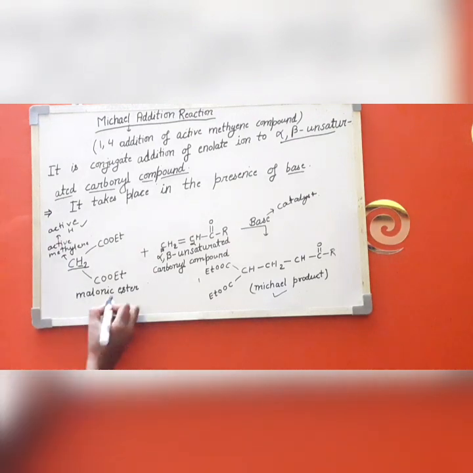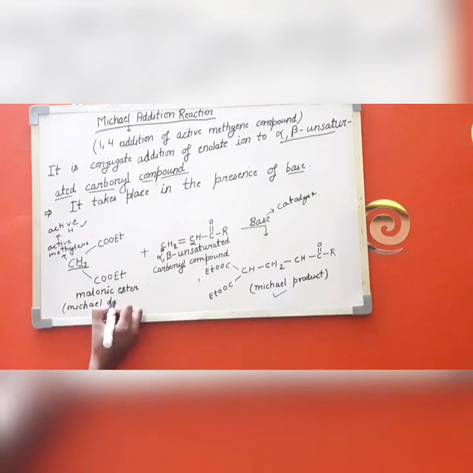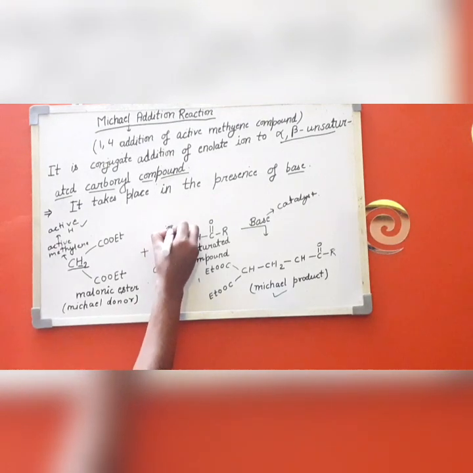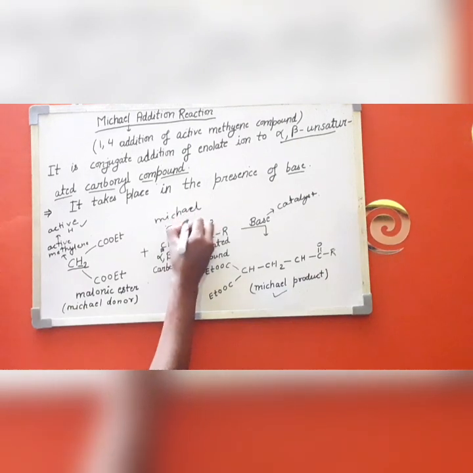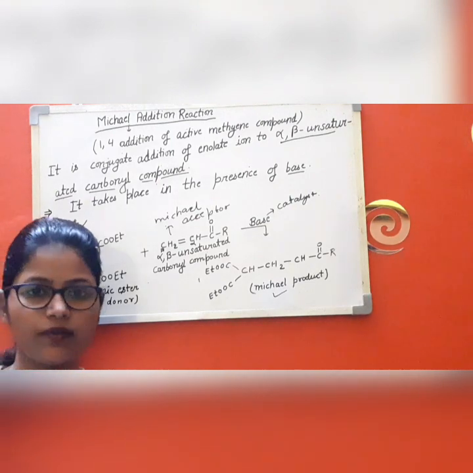And as we know, this active methylene group is the Michael donor, and this one is the Michael acceptor. So now let us discuss its mechanism part.